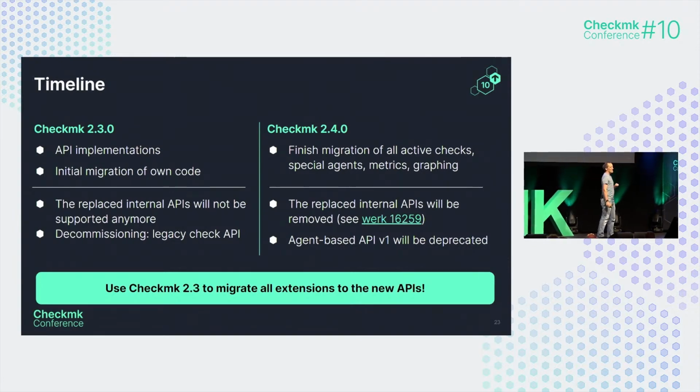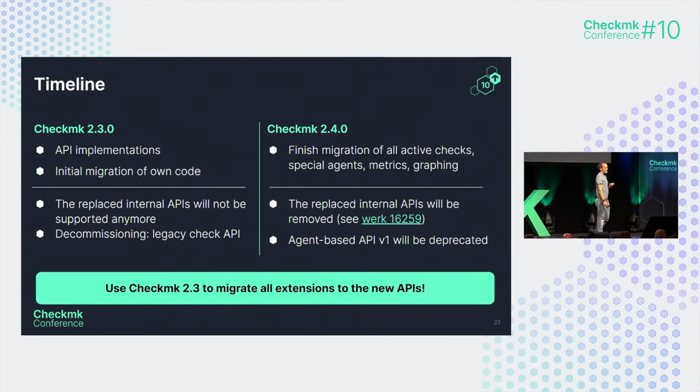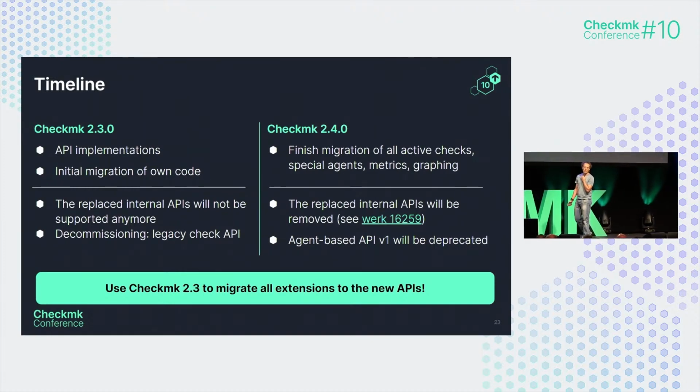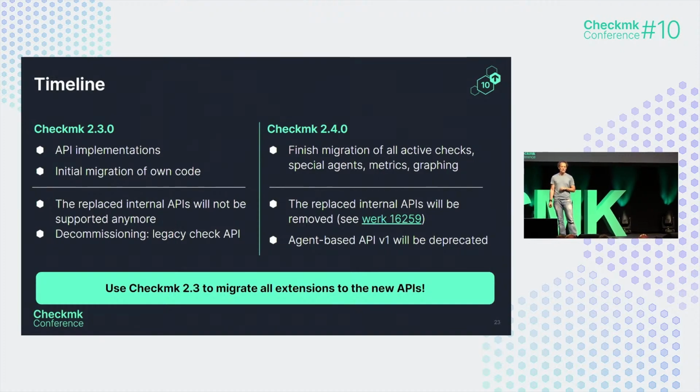Okay, for the timeline. In Checkmk 2.3, we implemented these APIs. We migrated a lot of our own code, by far not everything. As you can imagine, with the rule sets, it's similar as for the check plugins. For the check plugins, we have, I think, about 2,000. The rule sets might only be 1,000, or I'm not sure. But anyway, nothing that we can migrate just like that.